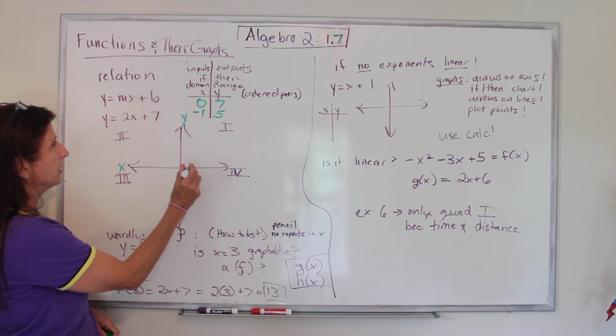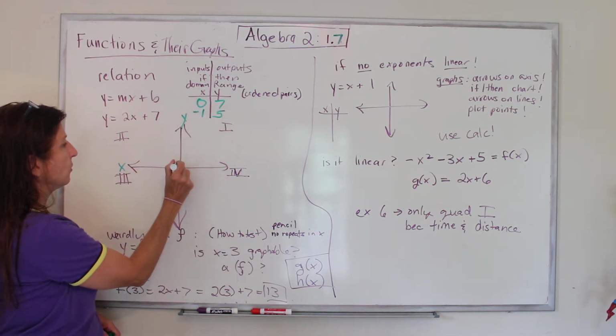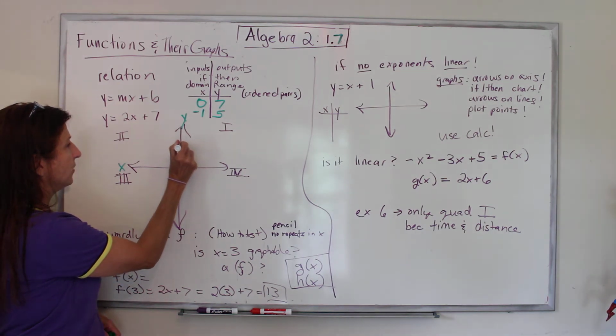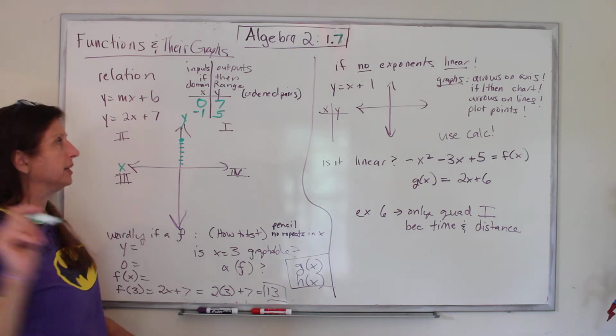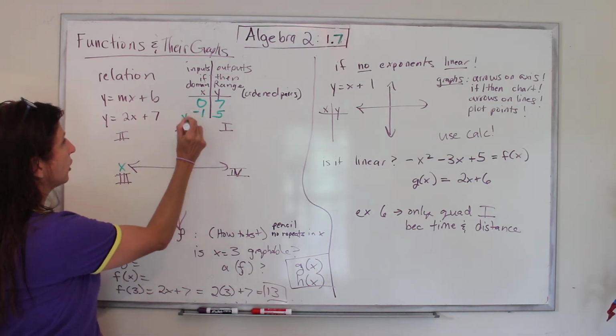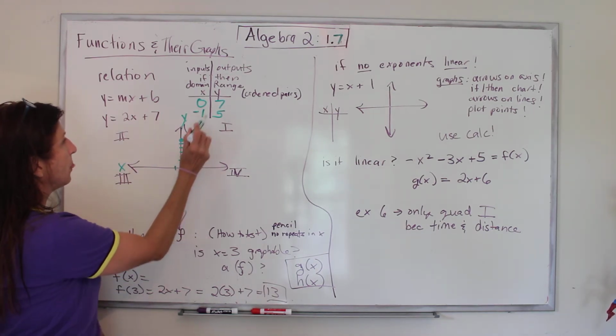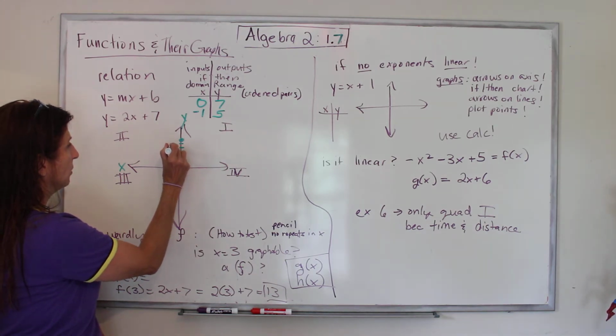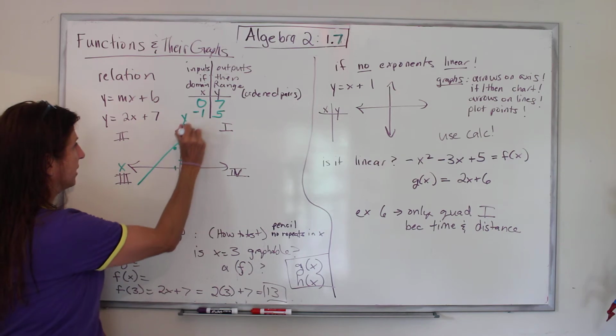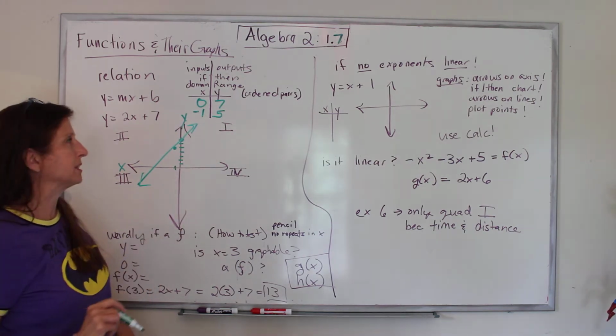So now I graph it. If x is 0, y is 7: 1, 2, 3, 4, 5, 6, 7. Of course, you're going to use graph paper or a ruler and do it nice. If x is negative 1, y is 5: 1, 2, 3, 4, 5. Go over 1. If I have 2 points, I have a line. Whoop, whoop. It's more fun with sound effects.